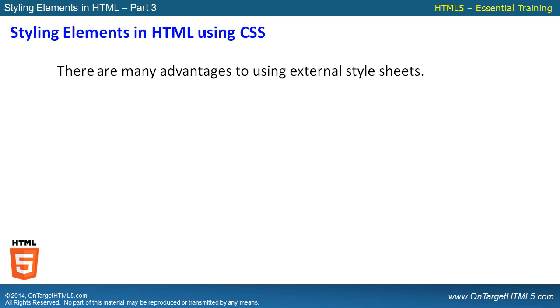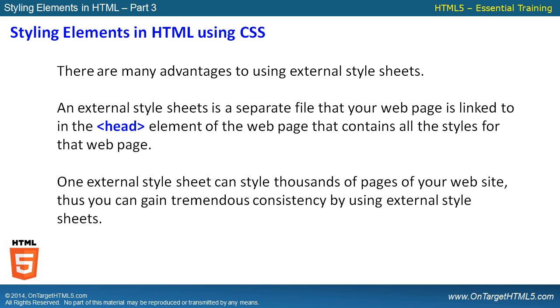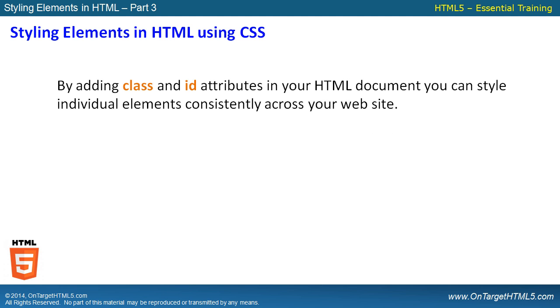There are many advantages to using external style sheets. An external style sheet is a separate file that your web page is linked to in the head element of the web page that contains all the styles for that web page. One external style sheet can be used to style thousands of pages of a website. Thus, you gain a tremendous amount of consistency by using external style sheets when you design the layout of your websites. By adding class and ID attributes to my HTML elements inside of the HTML document, I can style individual elements consistently across the website by identifying them with a class or an ID attribute.